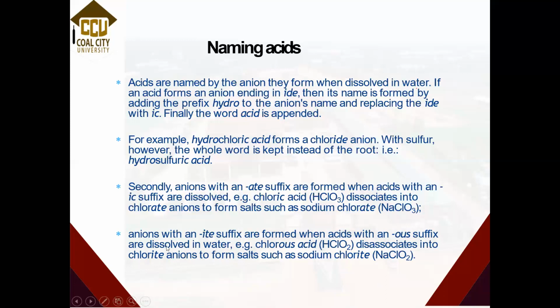So anions with the "ite" suffix, on the other hand, are formed when acids with an "ous" suffix are dissolved in water. E.g., if you have a chlorous acid, it is HClO2. If it dissociates, it will dissociate into a chlorite anion to form salts such as sodium chlorite. You can see it's just accordingly. This case is giving me a sodium chlorate, of course, because I'm using a chloric acid. And then this is giving me a sodium chlorite because I'm using a chlorous acid.